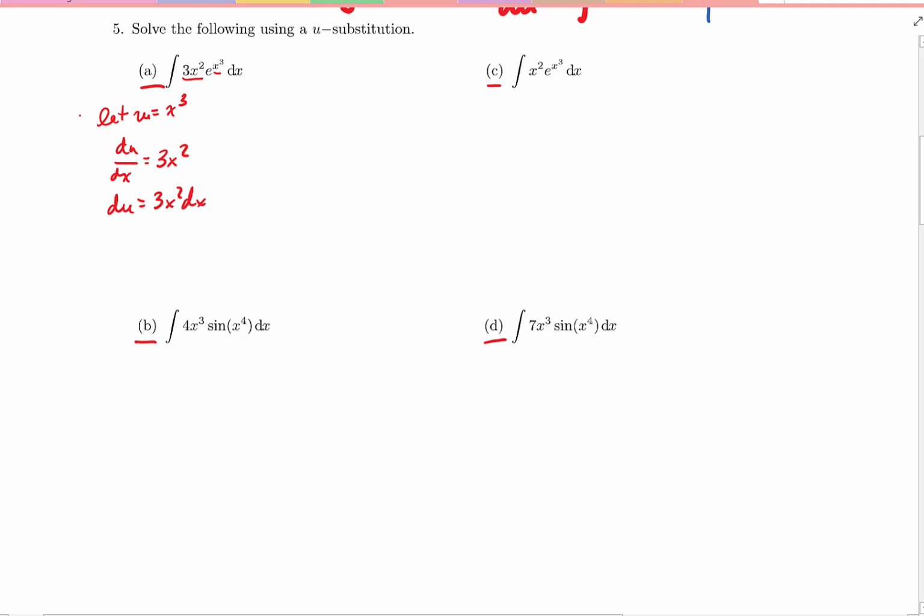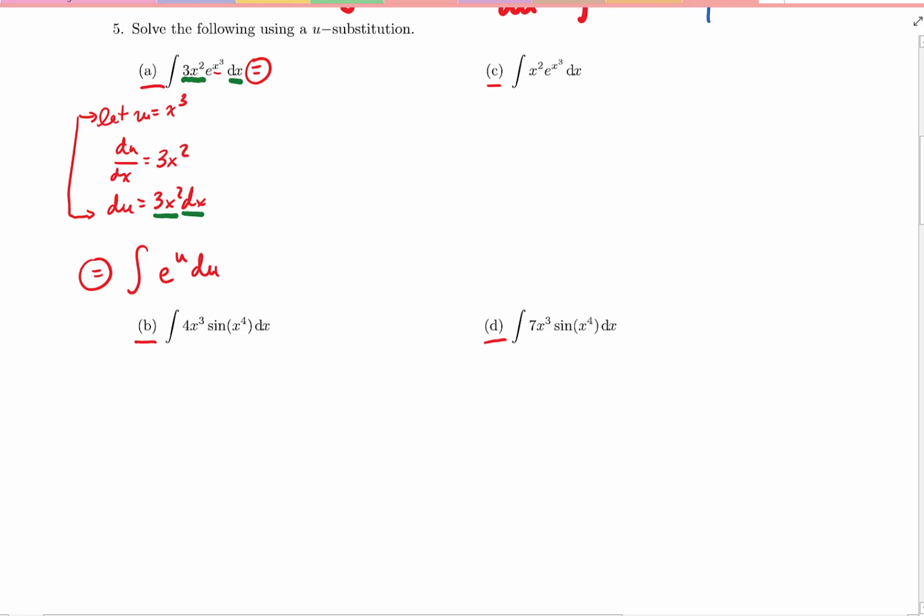Going forward, folks, I'll usually jump from this step down to this step in a single step and not do this secondary step. Okay? So now I'm ready to do the u-substitution, so I'm going to say that our original integral is equal to the integral of, in place of x cubed here, I'm going to put a u, so this is going to be e to the u. And then let's look at this. In place of the 3x squared and the differential x, I'm going to replace that product with du.